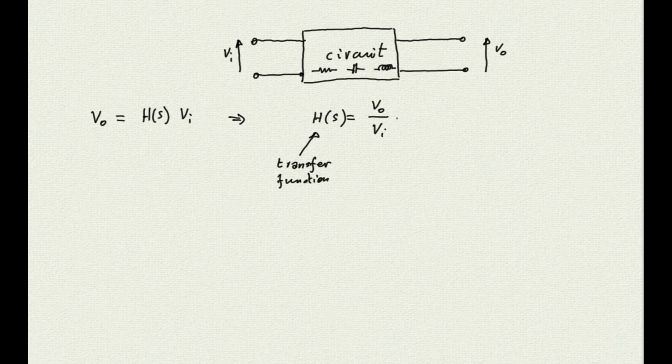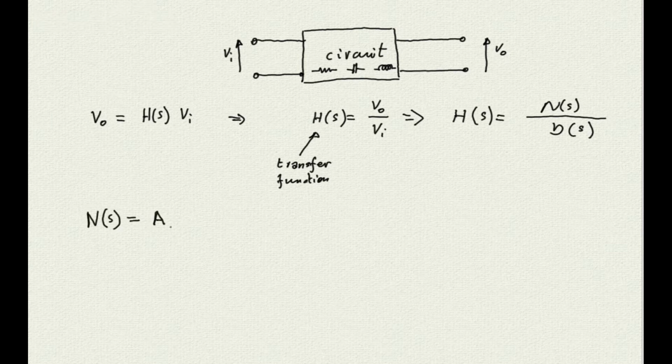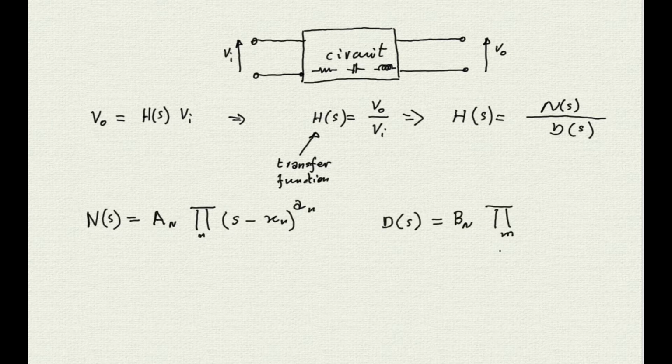And because we know that all the components in the circuit are linear in the frequency domain, we can assume that the transfer function can be expressed as the ratio of two polynomials, a numerator N(s) and a denominator D(s). Recalling a few notions of algebra, we can also say that each of these polynomials can be written in terms of a constant times the product of a number of binomials, where such number is the number of solutions of the polynomial equation itself. So, for the numerator, we can write it as follows. And we can write the denominator as follows.